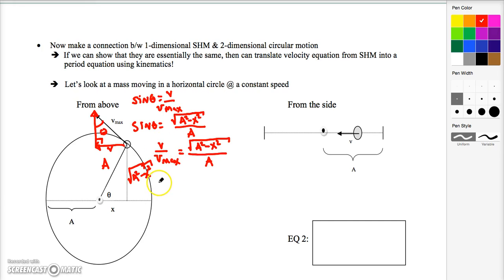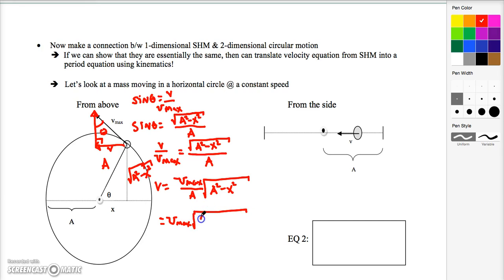And I'm going to rearrange this and solve for v. So I have v equals, cross multiply by vmax, and I'm going to write it like this: vmax over a times the square root of a squared minus x squared. And the reason I wrote it like this is because essentially I want to put this a back in the square root. So by doing so, this is vmax, I could square it and put it in the denominator. So I'm going to square it.